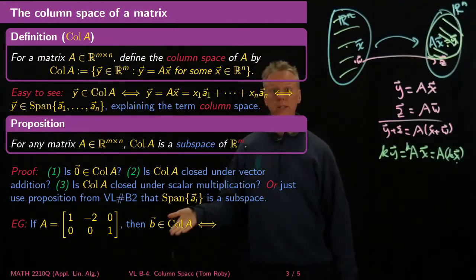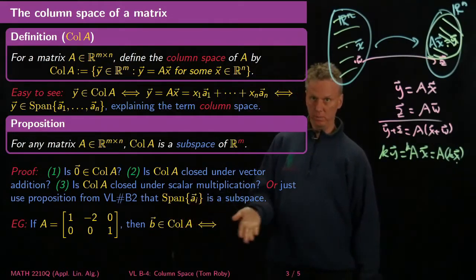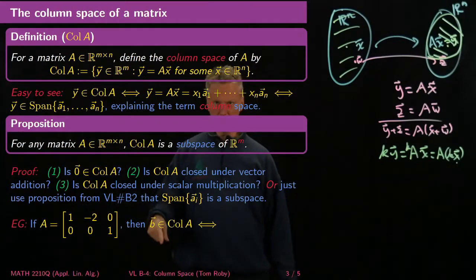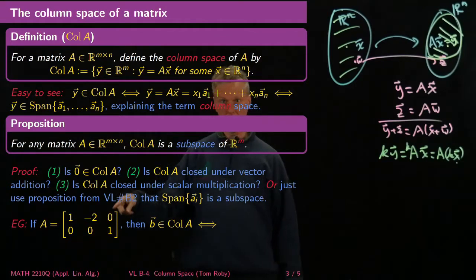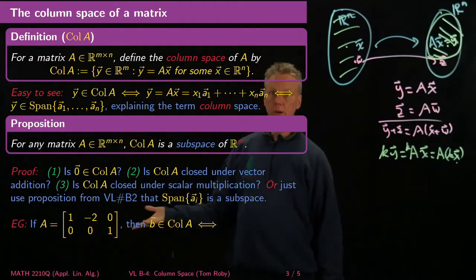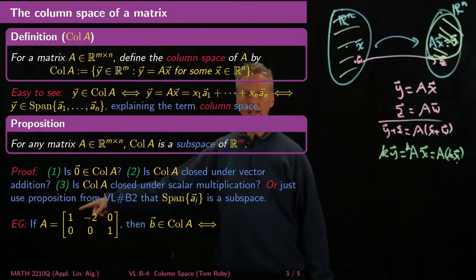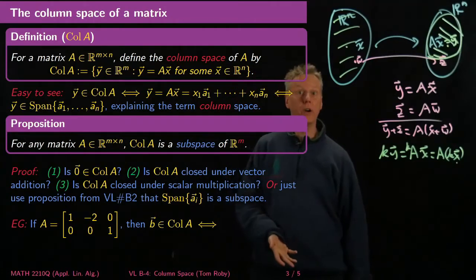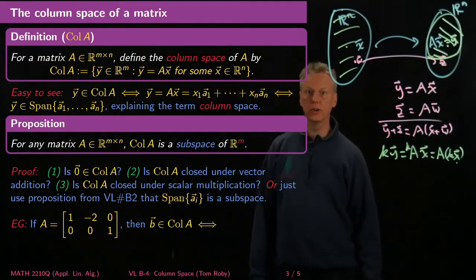And suppose that b is in the column space of A. Well, what does that mean? Well, let's take a look, right? b is in the column space of A means that it's a linear combination of (1, 0), (-2, 0), and (0, 1). But in particular, even ignoring the (-2, 0), if I have any linear combination I want of (1, 0) and (0, 1), I get all of R2, right? Because those are the standard basis vectors for R2.